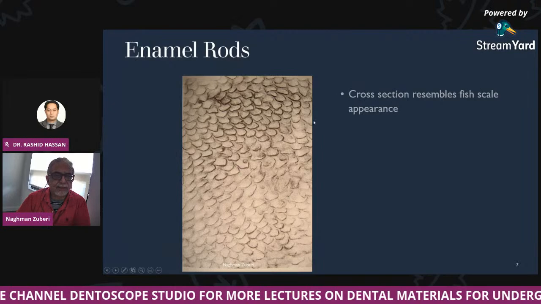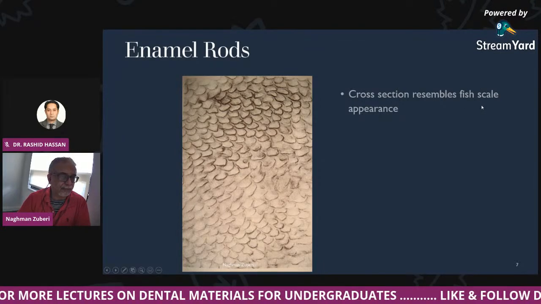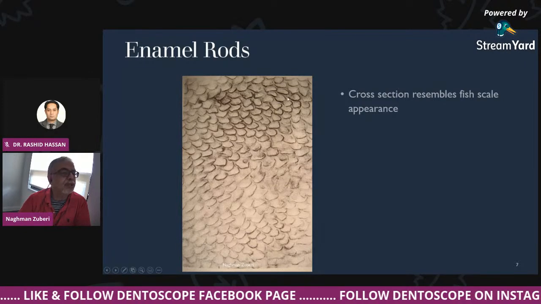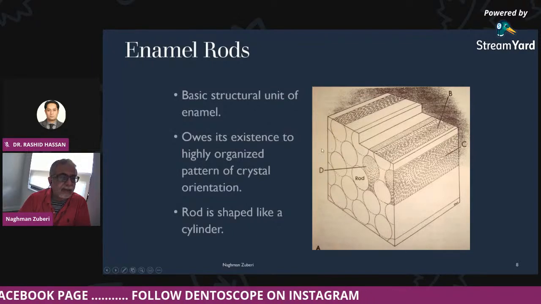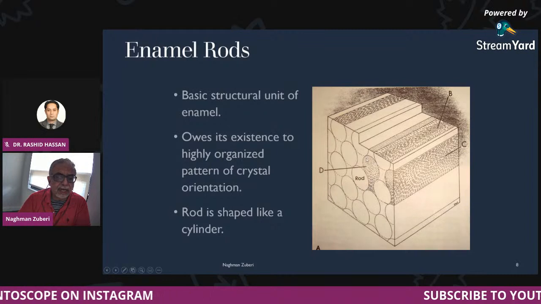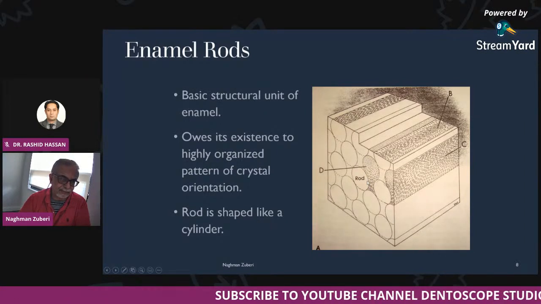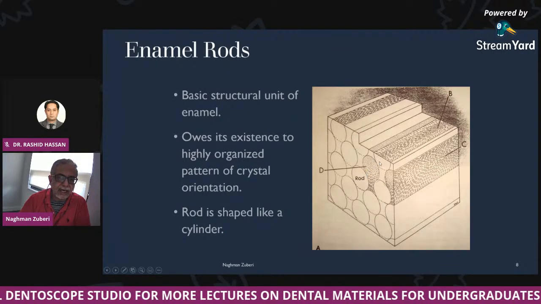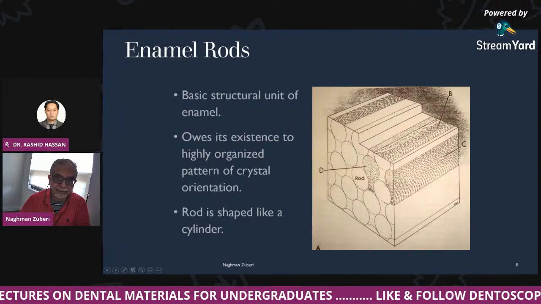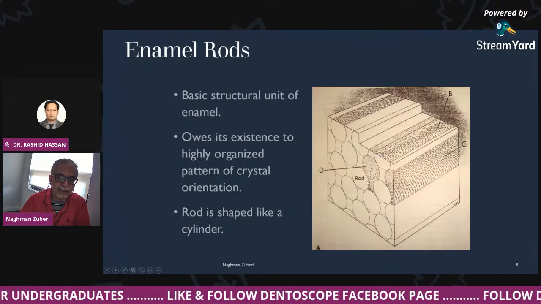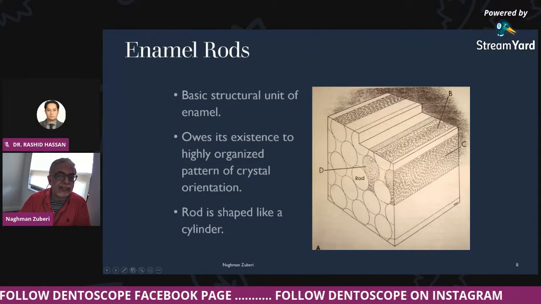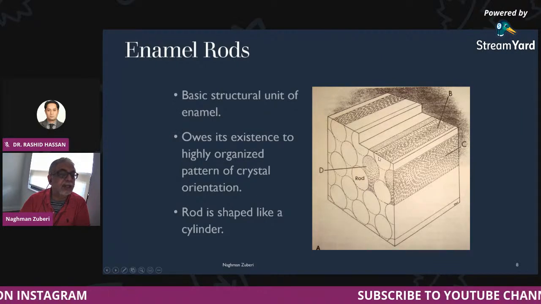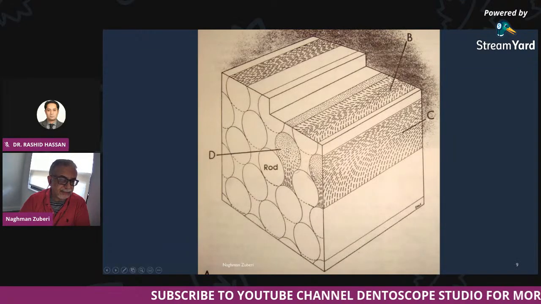When we look at the cross-section, it resembles a fish scale. That's why the famous fish scale appearance of enamel rods is used in the books of dental anatomy. But once we look at the rods, they actually have a keyhole pattern. Enamel rod is the basic structural unit of the enamel, and they are actually shaped like cylinders. The whole length just resembles a cylinder. When we do the cross-section and look under the microscope, it appears like a keyhole type of thing, like this.